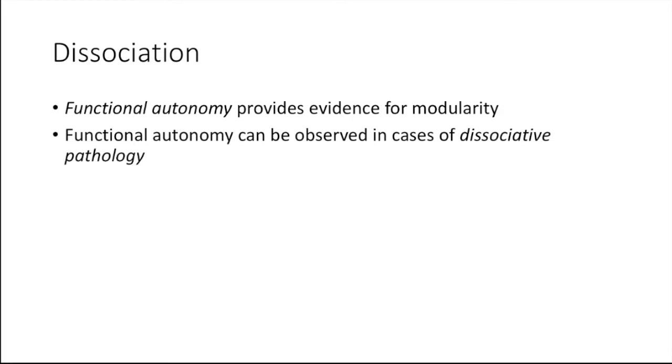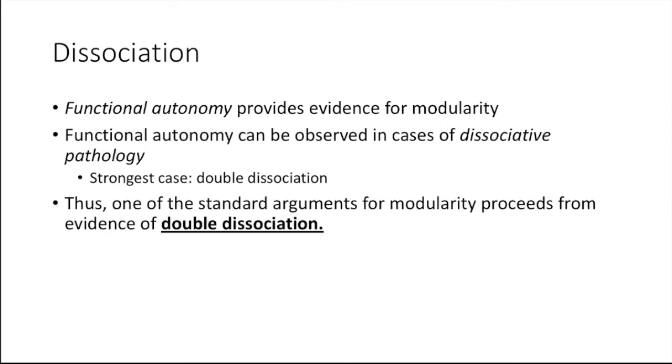How can we establish that a capacity functions independently of others? Well, one important source of evidence for this is provided by cases of dissociative pathology. That is, cases in which, because of an injury or illness or whichever cause, patients lose one cognitive capacity while retaining another, thus showing that the capacities can be dissociated. Now, dissociations can be single or double. Double dissociations provide by far the strongest evidence for functional autonomy. Thus, one of the standard arguments for modularity proceeds from evidence of double dissociation.